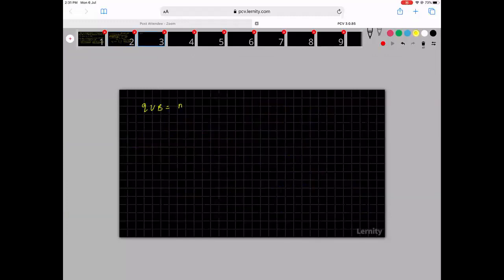QVB is equal to MV square by R. Cancel these two, so you get R is equal to MV by BQ. Then the time period is equal to 2 pi R by velocity. So that becomes 2 pi mv by v into bq. Cancel these two, so that is equal to 2 pi m by bq. This is the time period. So you see that the time period depends only upon the m by q ratio.